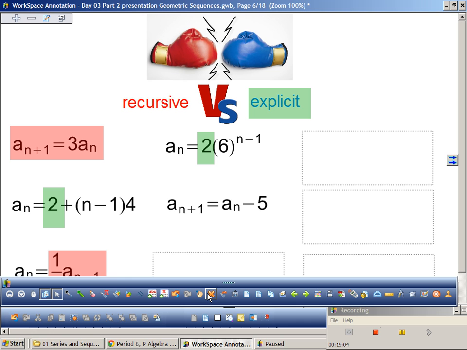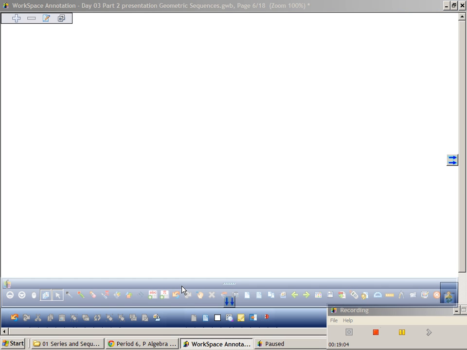Again, we're like 75%. That's recursive. There is no first term in that. It's only talking about the previous term, and then I'm going to subtract 5 each time. Did it again.